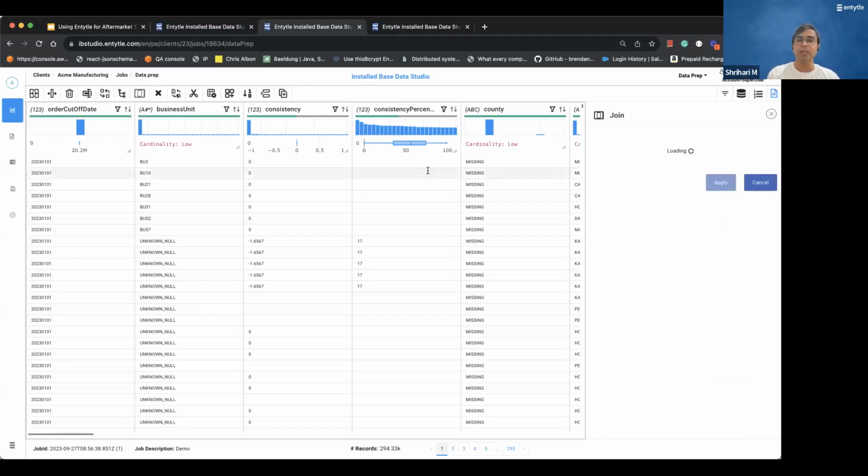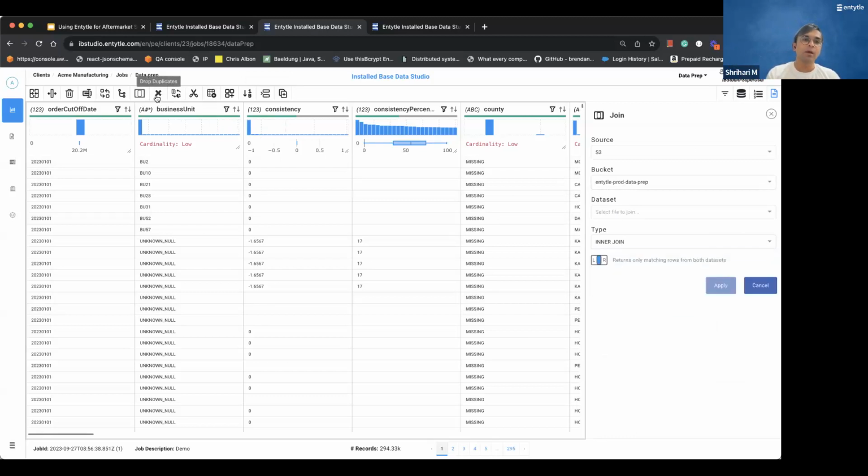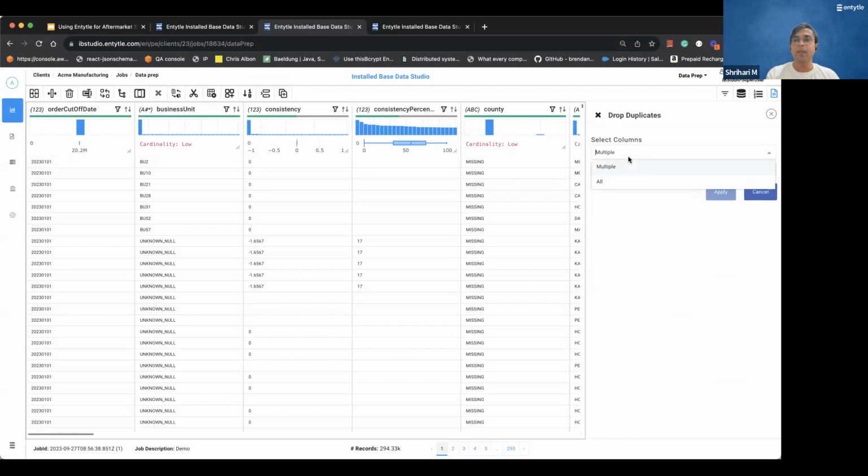There are many other operations, like if you want SQL-type joins. You can do left join, inner join, right join. You can drop duplicates, and you can specify a uniqueness criteria. You would say that a combination of customer name, industry segment, and order type is unique. So keep all those records, otherwise you drop everything else.